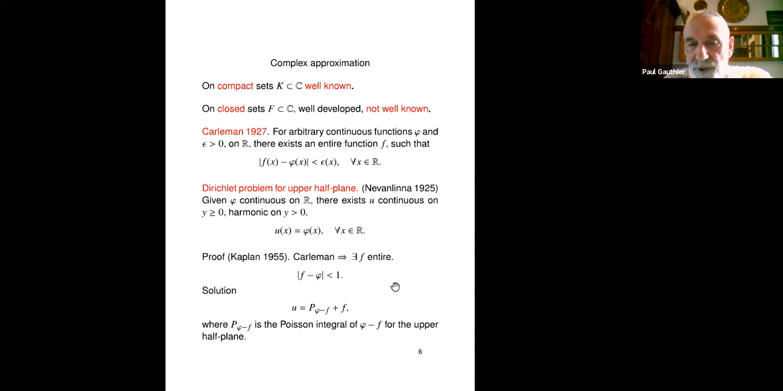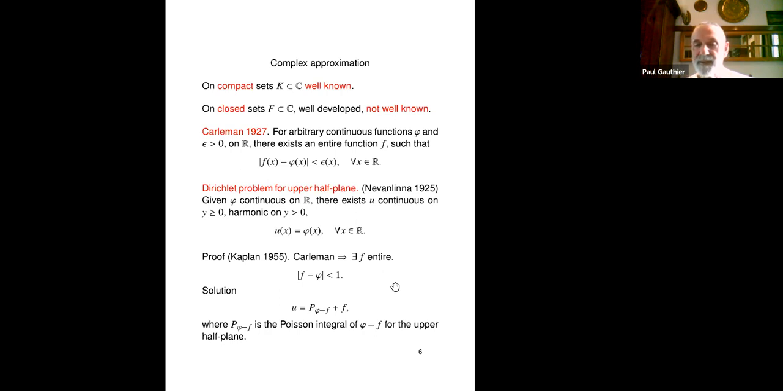And then you just write the solution. The solution U is the Poisson integral of the function phi minus f, plus the entire function f. Well, it's easy to check that this is a solution, because the Poisson integral has boundary values phi minus f. f is an entire function, it's holomorphic on the real line, so it has values f. And so the sum of the boundary values is just phi. So U has the right boundary values.